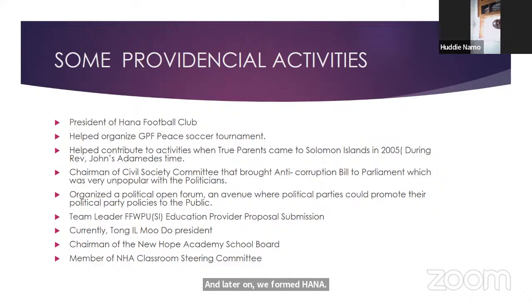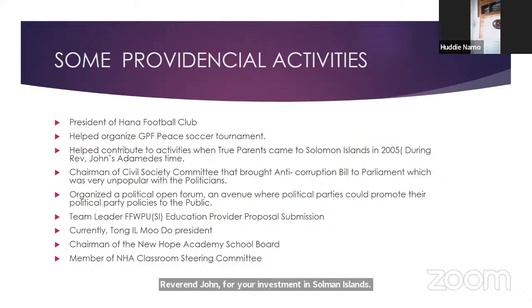And then we helped to organize the Global Peace Festival, Peace Soccer Tournament. We helped contribute to activities when True Parents came to Solomon Islands in 2005. That was, of course, during Reverend John Adamides' time here in the Solomon Islands. So thank you, Reverend John, for your investment in Solomon Islands.